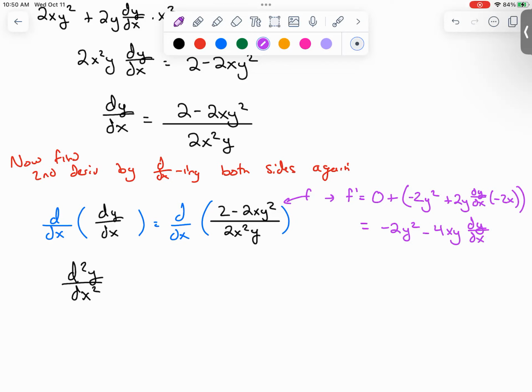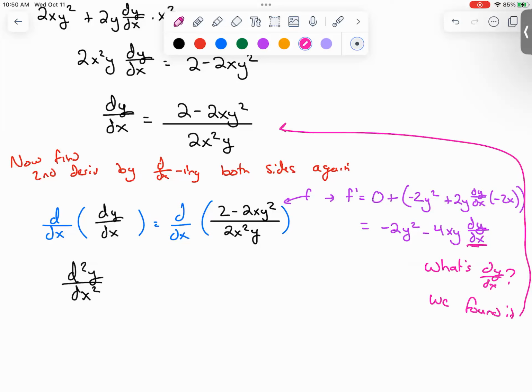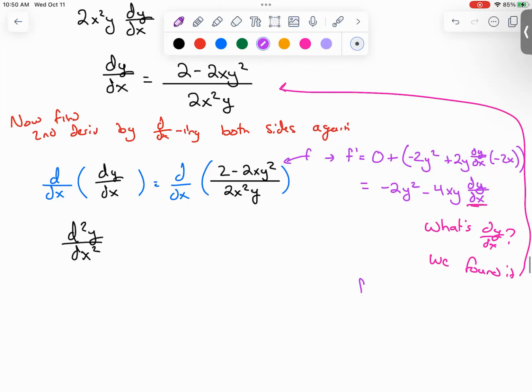Okay. Question is, what's dy dx? Oh, wait a minute. What's dy dx? We found it right there. So, my friends, f prime is negative 2y squared minus 4xy times (2 minus 2xy squared over 2x squared y).